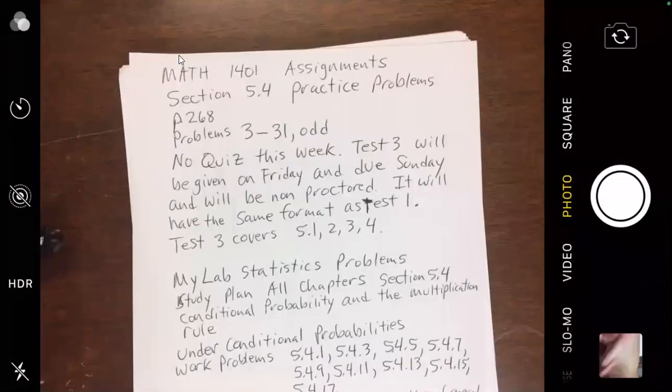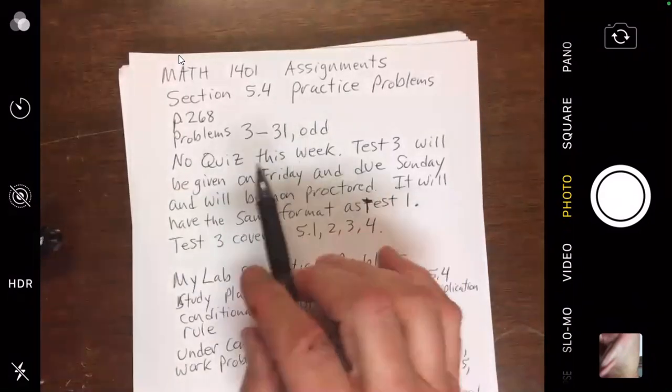This is the Math 1401 Zoom meeting for March 1st, Monday. A little late tonight, 9 p.m. Just doing section 5.4 this week, practice problems 3 through 31 odd.